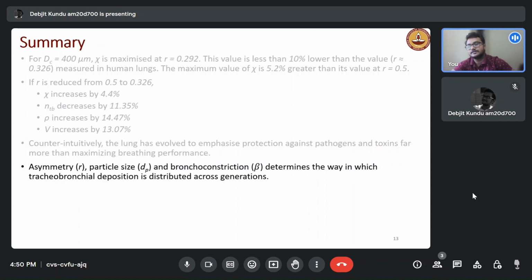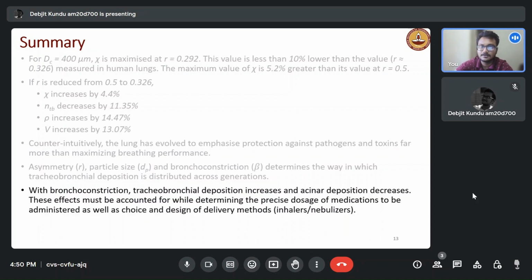Then we saw the effects of asymmetry, particle size, and bronchoconstriction on the way in which regional deposition is distributed across the lung. And we also saw that with bronchoconstriction, the deposition in the upper regions increases and that in the deep lung decreases. So these results and these effects should serve as guiding principles while determining precise dosage of medications, as well as the choice and design of delivery devices like inhalers or nebulizers.